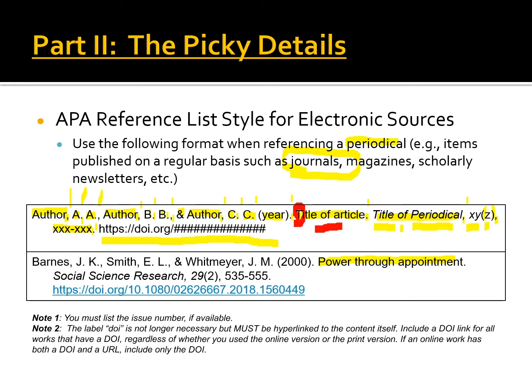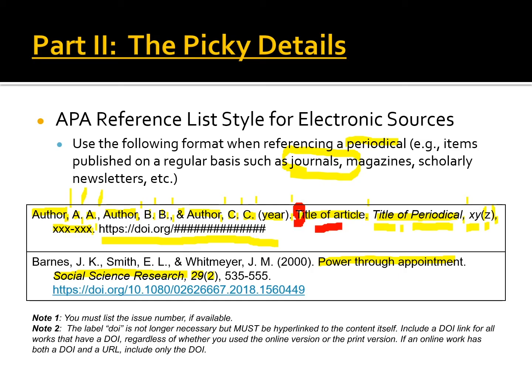Barnes, J. K., Smith, E. L., and Whitmire, J. M. from 2000, Power Through Appointments. So this is the title of the article. Notice it is not italicized and it is in sentence case. Social Science Research, this is the title of the journal. Notice it is capitalized for all important words. In other words, what we call title case.